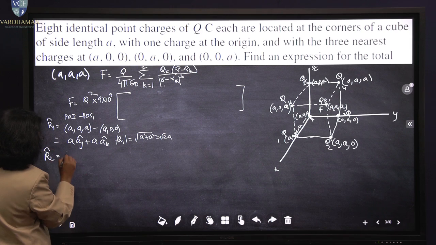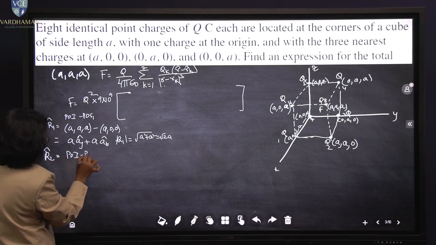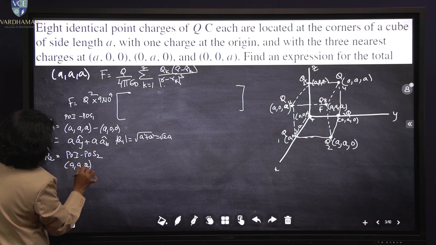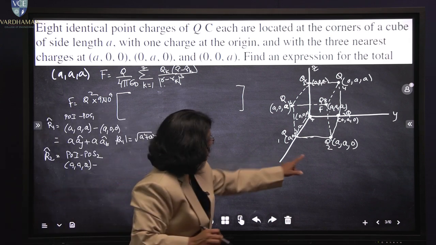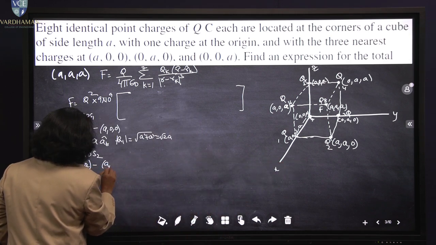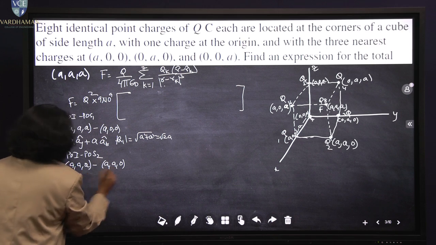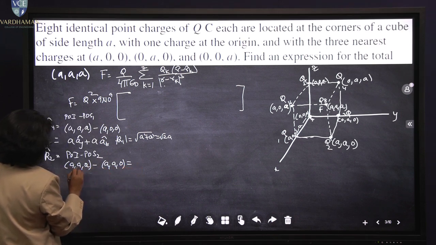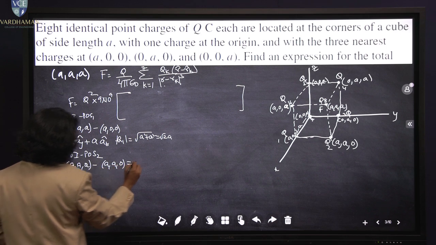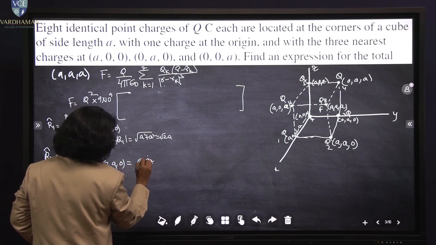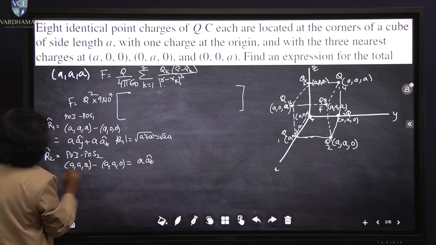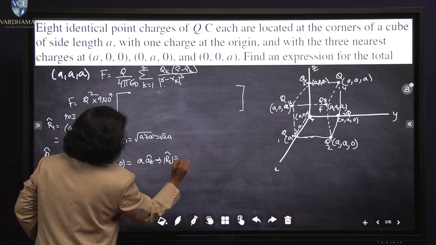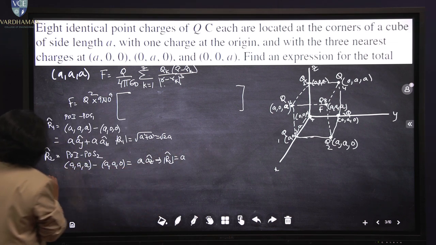Next, in the same way, what is R2? R2 is POI minus POS2, in the similar way, a comma a comma a minus my second point, a comma a comma 0. Then I will get the vector as a minus a is 0, a minus a is 0, a minus 0 is a, so a az, and its magnitude R2 is a.